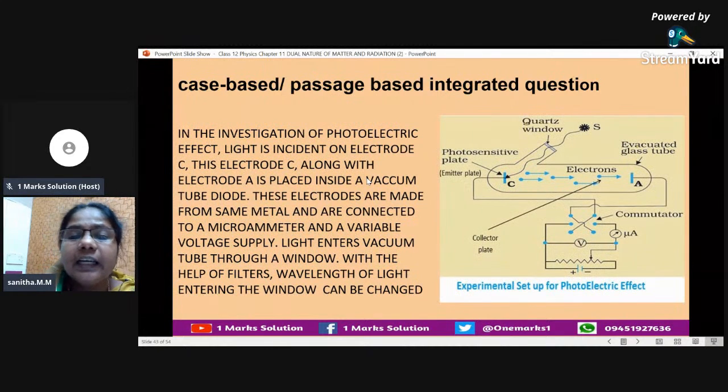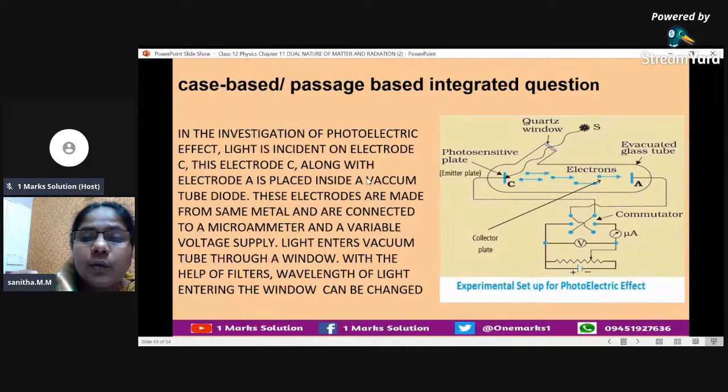You can see that this is the diagram for the experimental setup for the photoelectric effect. An evacuated glass tube will be there, which means nothing will be there inside. There is a photosensitive surface on the left side, and on the right side, one electrode which is connected to the positive.